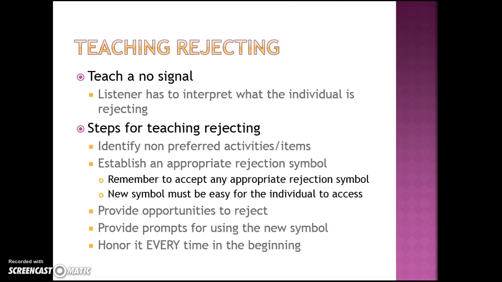The listener, or you, or the family, or whoever you're working with, has to interpret what the individual is rejecting. Sometimes that's pretty black and white. Sometimes it's a little bit harder to figure out, but you're going to have to learn that individual and figure out what their current signal for rejecting is. For people who have a lot of physical disabilities and are unable to really throw a true fit, they might just close their eyes, or they might just start ignoring you or not respond to you at all anymore, and that might be their no signal.